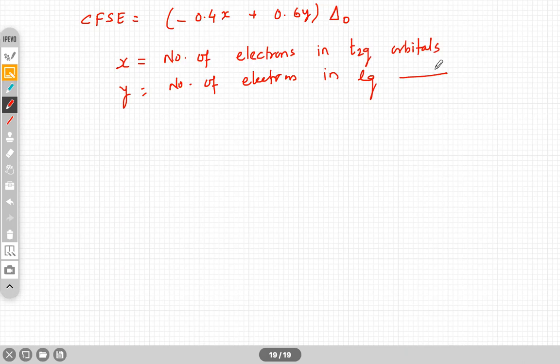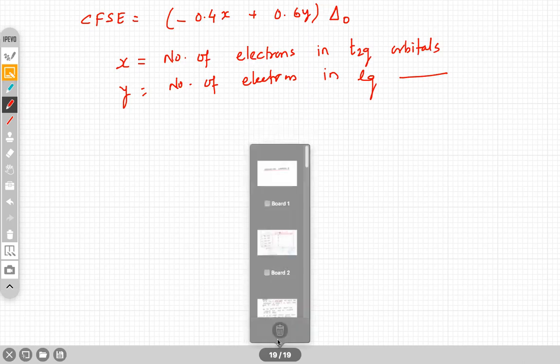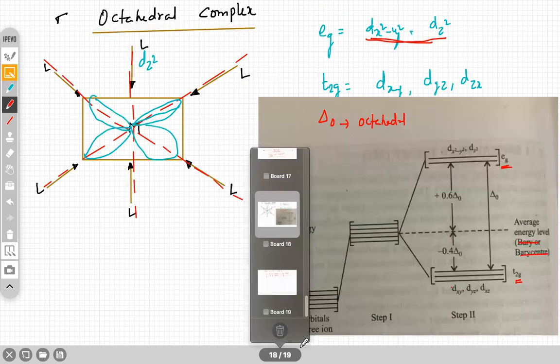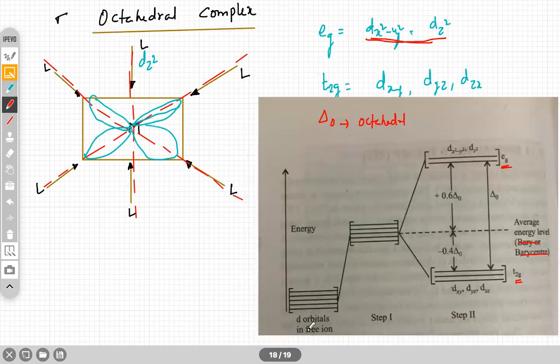So we always have 0.6 delta O and minus 0.4 delta O, right? For when it splits? I didn't get you. Come again. So, like, we'll always have 0.6 delta O for eg and minus 0.4 for t2g, right? Even for square planar also, it's the same thing.